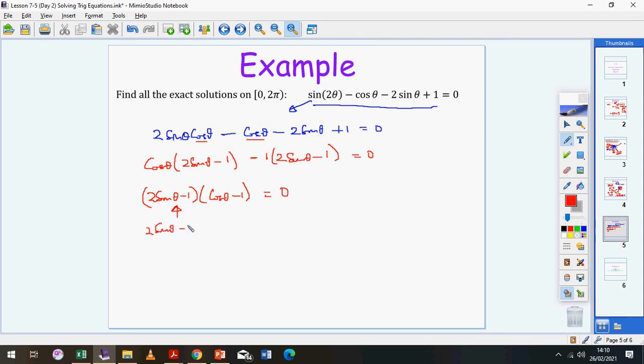That means theta is 30 degrees and 150 degrees, right? And then from this parenthesis, if cosine theta minus 1 is equal to 0, that means cosine theta is equal to 1. Which angles give me a cosine of 1? Those angles are 0 and 360 degrees. But 360 degrees, I will not include because this interval does not include 360 degrees, so it's just 0. So that means my solution set for theta will be 0, pi over 6, and 5 pi over 6.